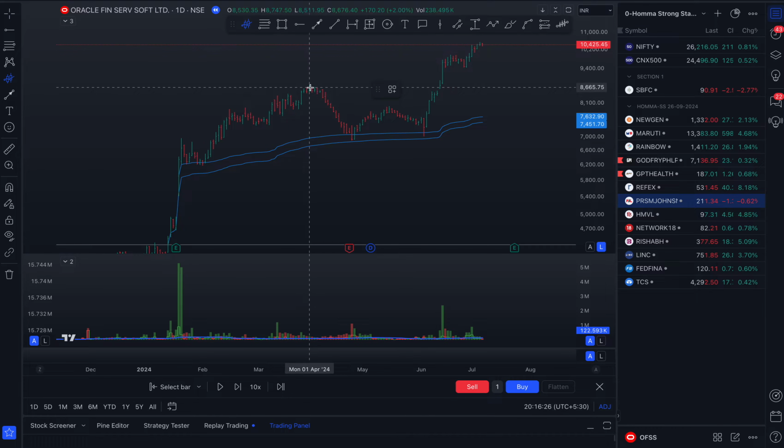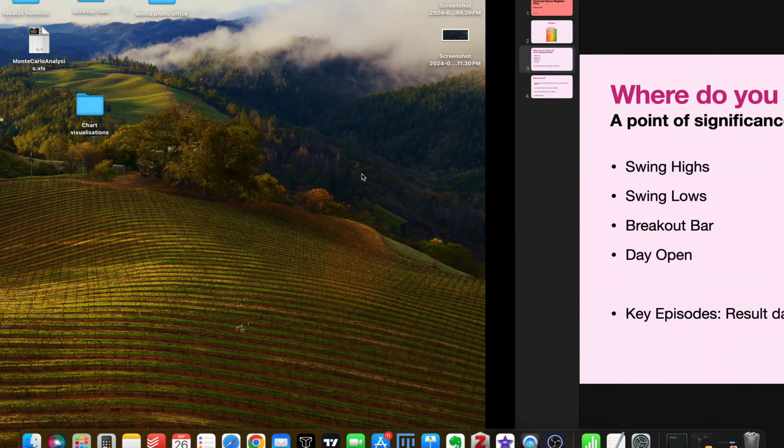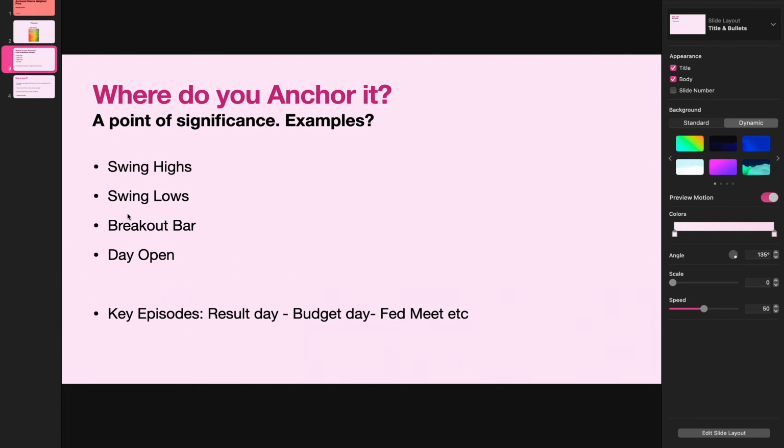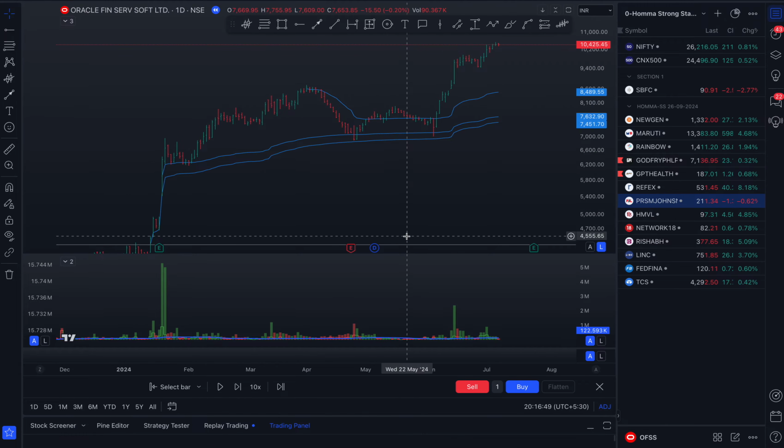And any pivot high can be an example, right? So these are the places where one can anchor it. Now, how to use it? I already explained this. Strong stocks will get supported by AVWAP anchored to key areas. If an AVWAP is broken, it can be used as a sell signal, right?